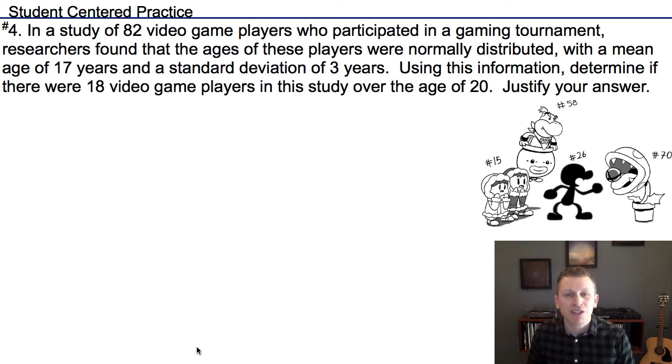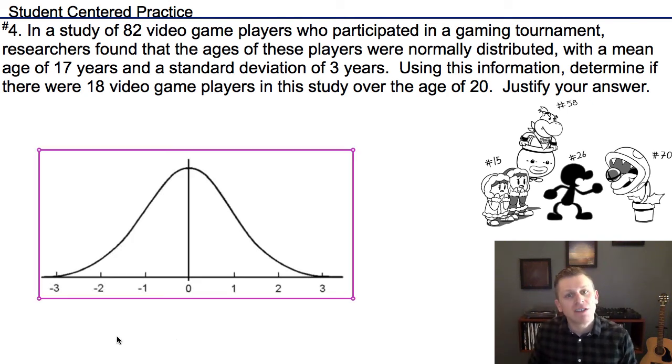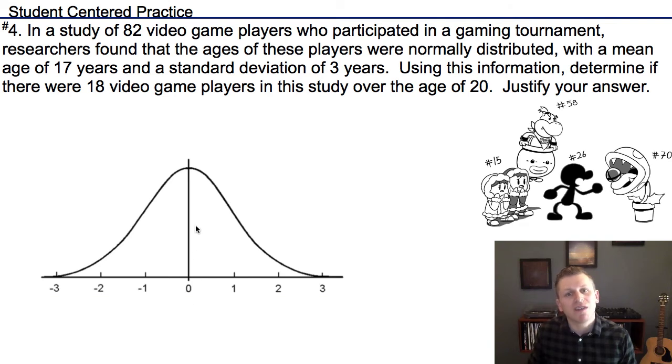In order to answer this question, I'm going to have to do a few things. First, I'm going to have to find the percentage of players in this study over the age of 20. Then I'm going to have to multiply that percentage by the 82 video game players in the population, figure out how many there were, and then compare it to the 18 that they're asking, was there 18 players? So let's do just that. First step is to set up my normal distribution curve. I'm going to place the mean below 0, and I'm going to use that standard deviation of 3 years to find numbers above and below the mean.